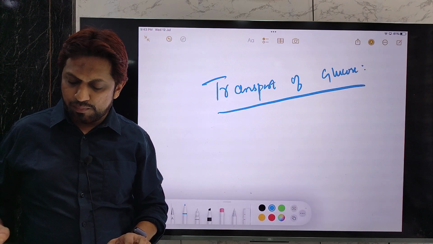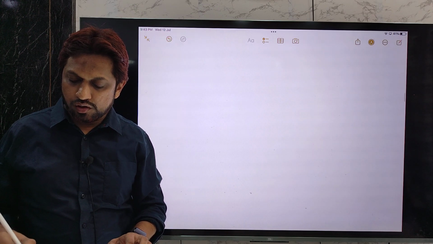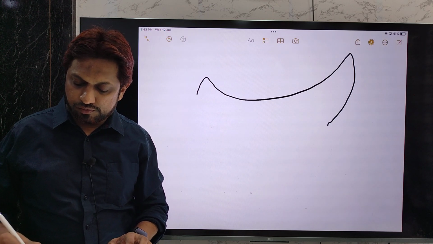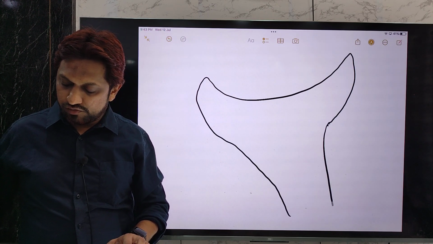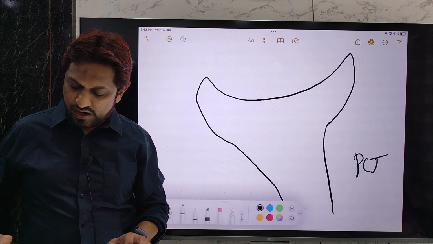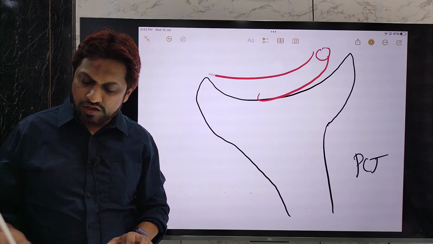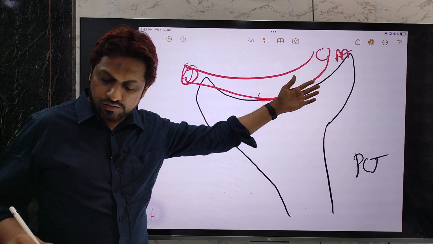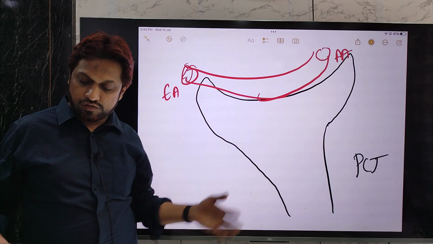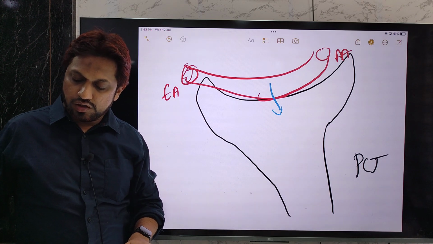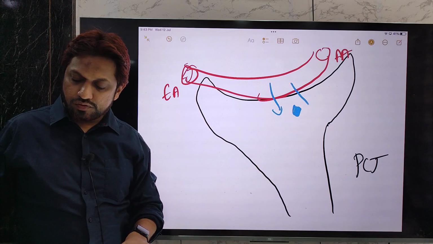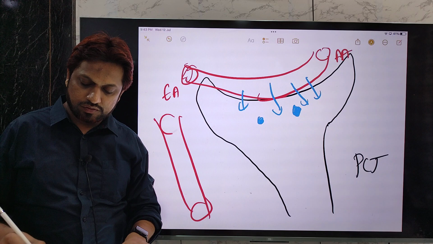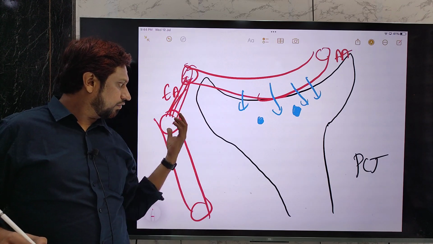Let me draw a bigger diagram of this. This is a Bowman's capsule, and we have the PCT, the proximal convoluted tubule. We have blood vessels, the glomerular capillaries, and this is the efferent arteriole, and there is a filtration of glucose. I will draw the glucose in blue color. These are the glucose molecules. So how they are filtered, and here we have the peritubular capillaries, which are continuous from this efferent arteriole.